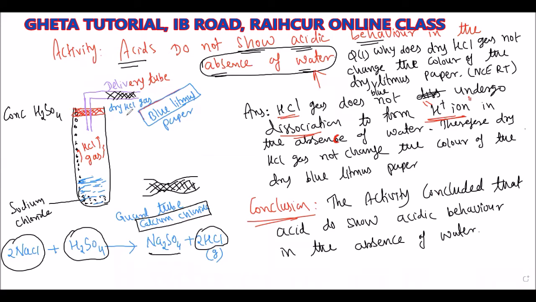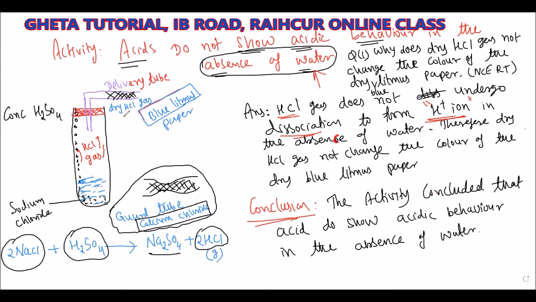For making the HCl gas dry, what do we have to use? A guard tube containing calcium chloride. Calcium chloride absorbs the water present in the HCl gas, and that makes the HCl gas dry.